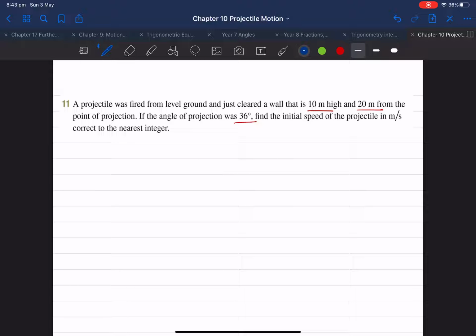So let's just draw a diagram. Here is the projectile motion. I know the angle is 36 degrees. I have no idea about the initial velocity, but the question says it just cleared the wall that is 10 meters high and 20 meters from the projection. Here is the big wall, and then it is 10 meters high. And it says just clear the wall. And the question asks you, what is the initial speed of the projection? All right, so how do we do that?